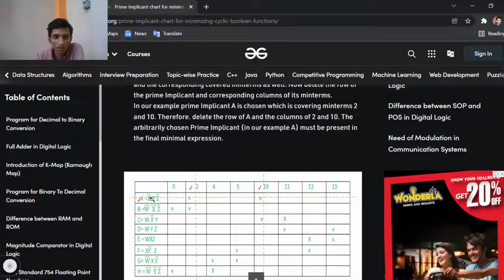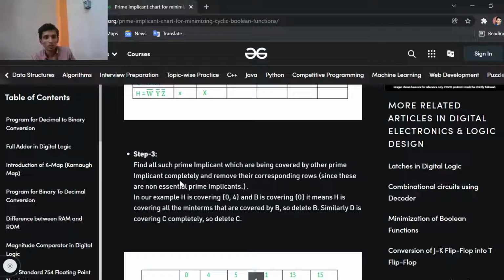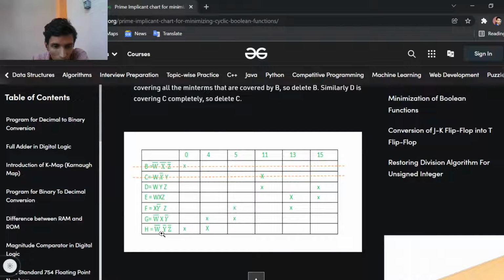So the arbitrarily chosen prime implicant in our example, A, must be present in the final minimum expression, which we are going to find in the end. Step 3 would be, find all such prime implicants which are being covered by other prime implicants completely and remove their corresponding rows, since these are all non-essential prime implicants. In our example, H is covering 0 and 4.